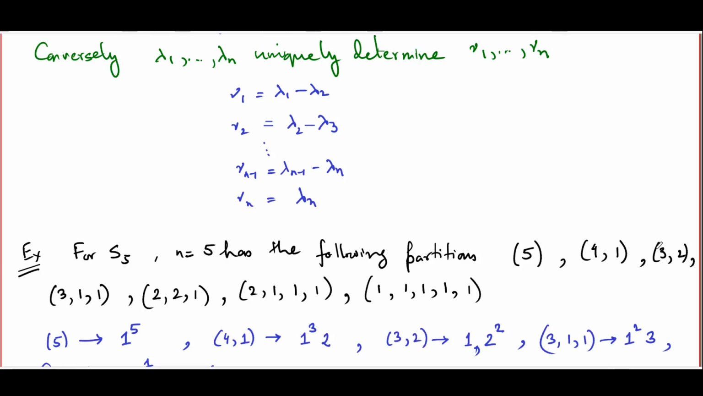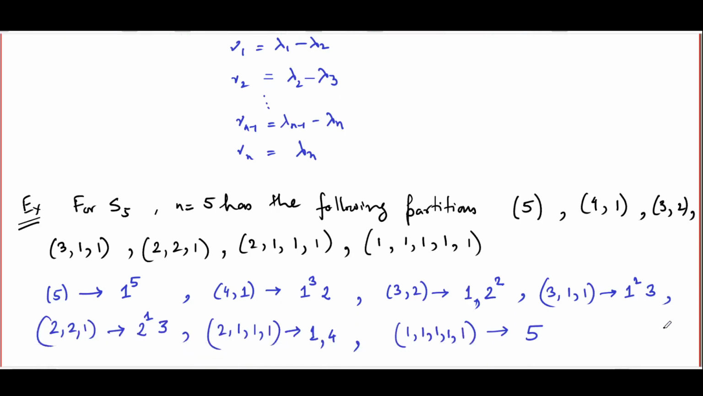3, 2: this particular partition corresponds to 3 minus 2, that is 1 for nu 1, and 2 minus 0, that is 2 for nu 2. That's 1 to the 1, 2 to the 2, or 1, 2 squared. 3, 1, 1: 3 minus 1 is 2, that's nu 1. 1 minus 1 is 0, that is nu 2 is 0. 1 minus 0 is 1, nu 3 is 1. So 1 squared, 2 to the 0 we don't write, so we have 1 squared 3.